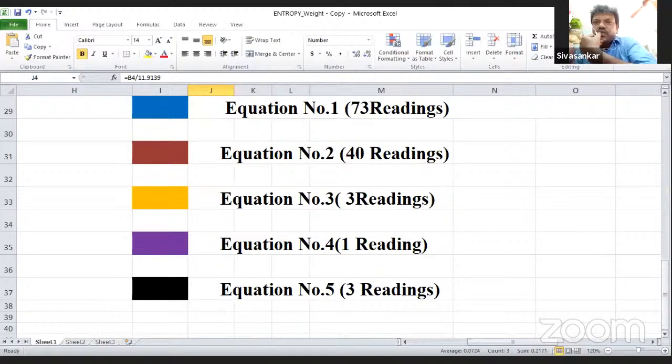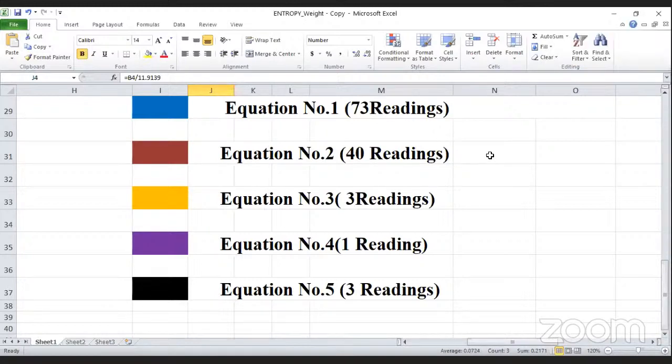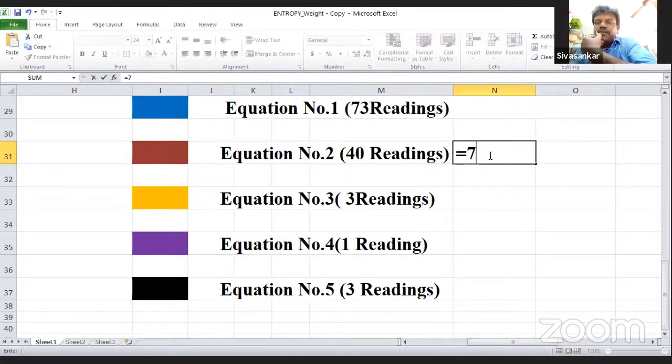So here 73 readings are coming in the first category, so we have to use equation number 1. Some 40 readings are coming in the second category, so you have to use equation number 2. The remaining 3 readings are coming in the third interval, 1 reading in the fourth interval, and 3 readings in the fifth interval. Right? That depends upon where the values come. We have to use those particular equations.